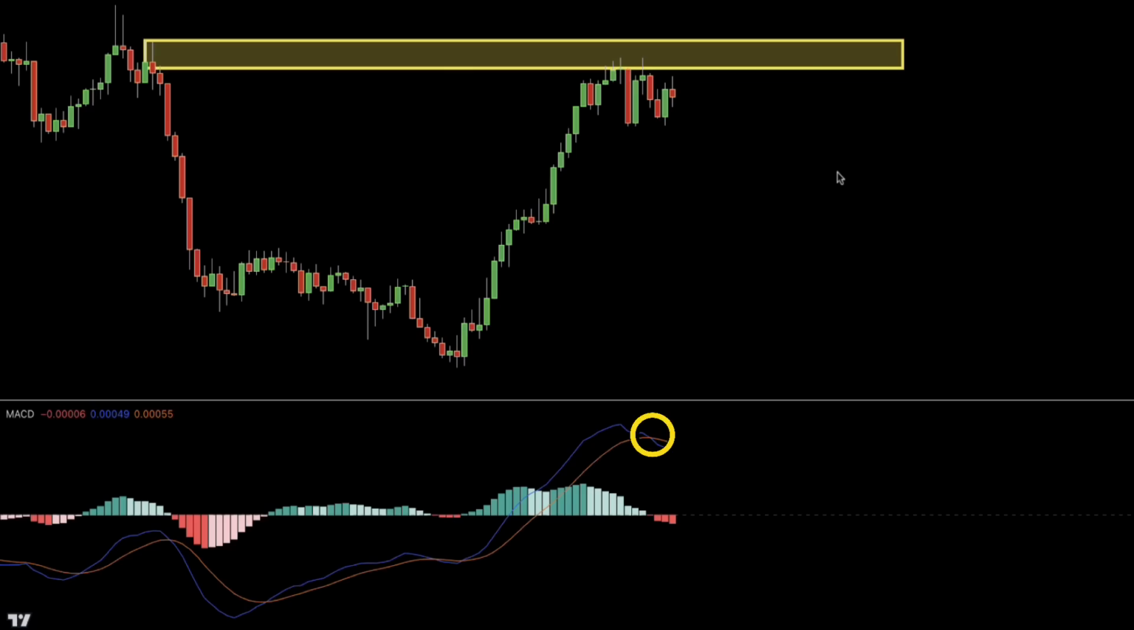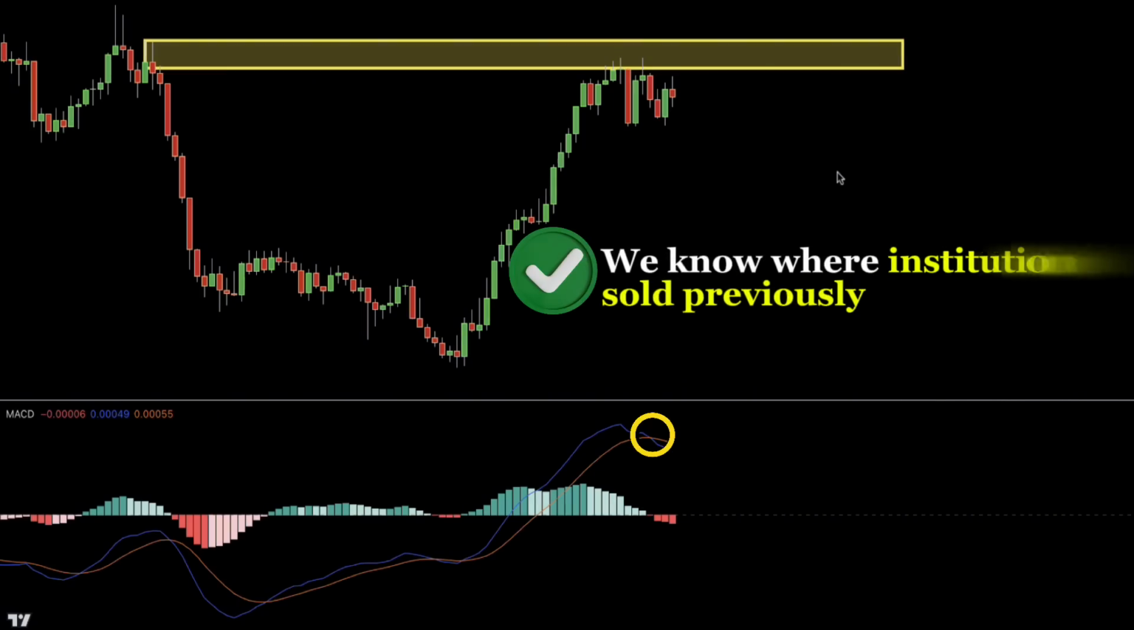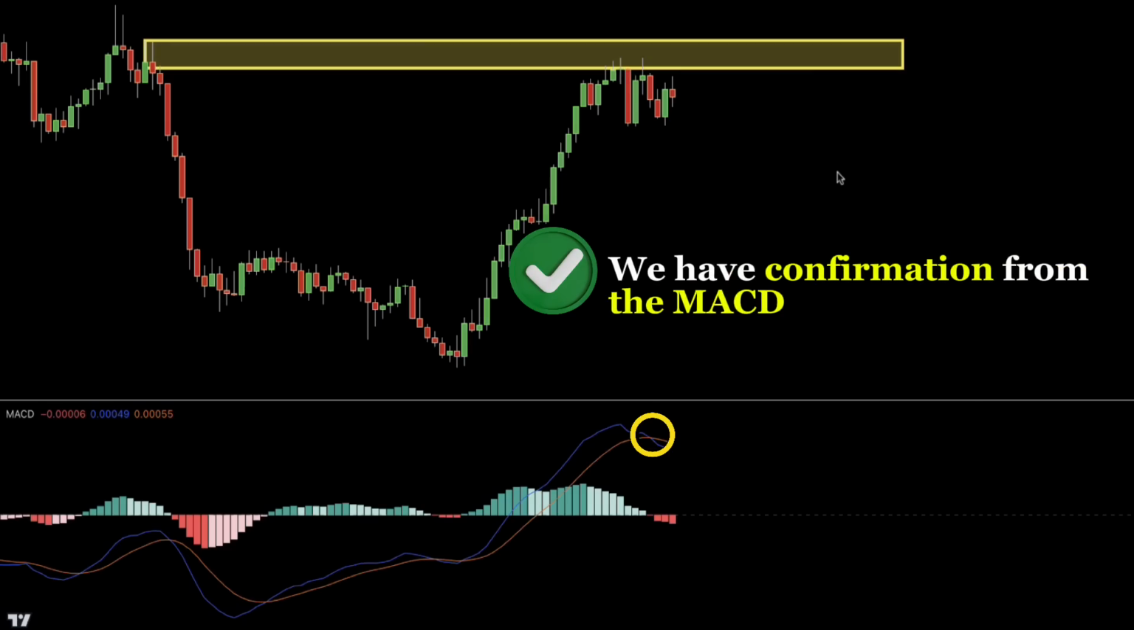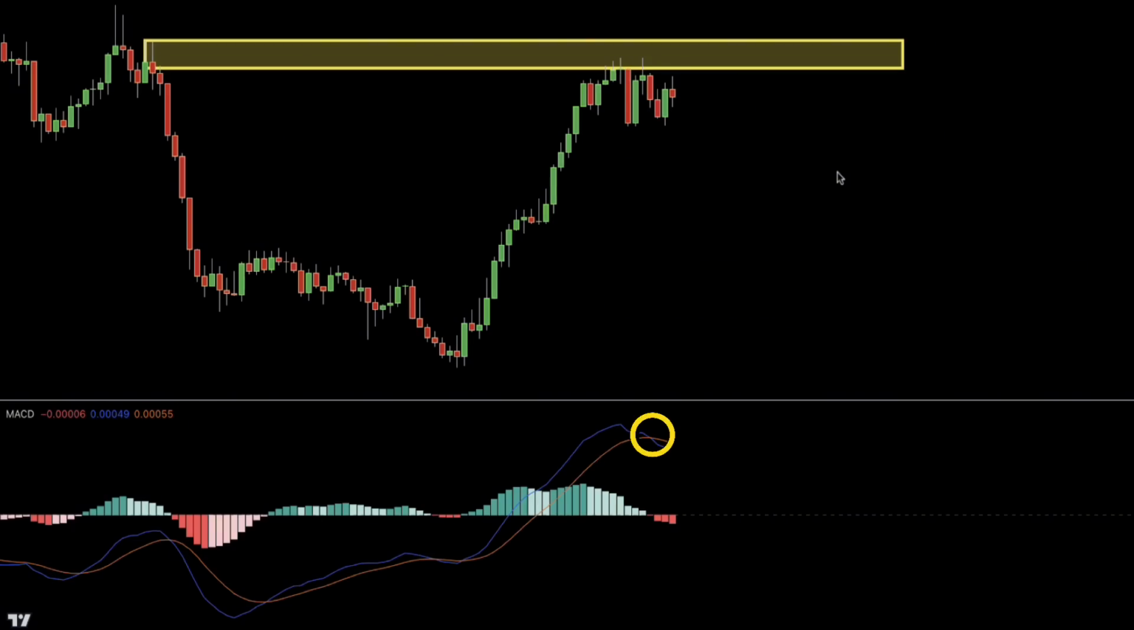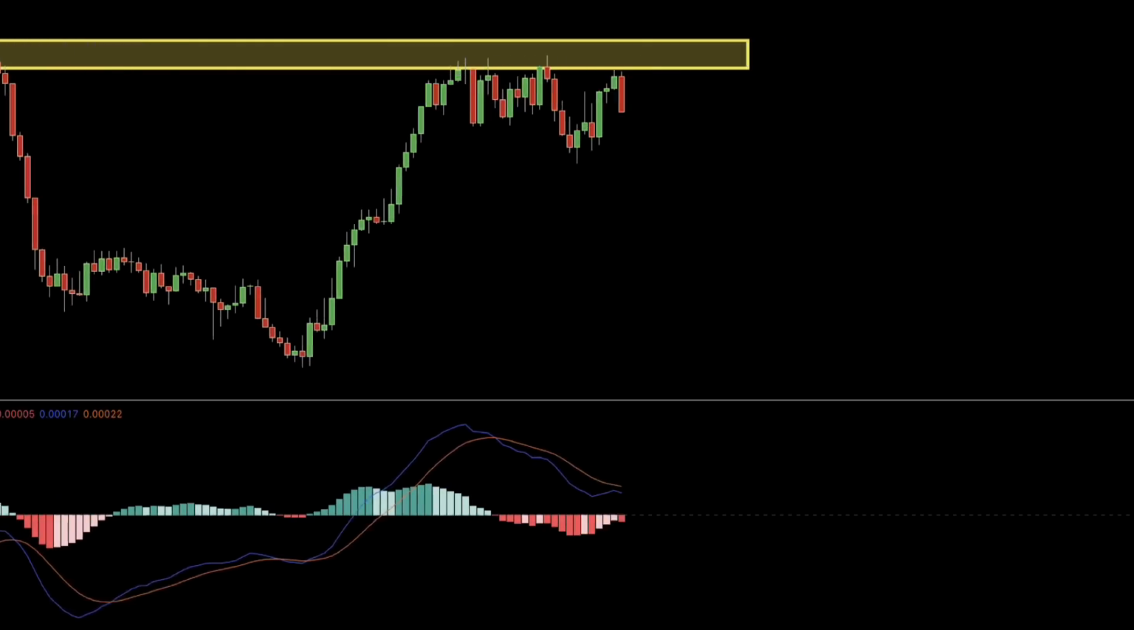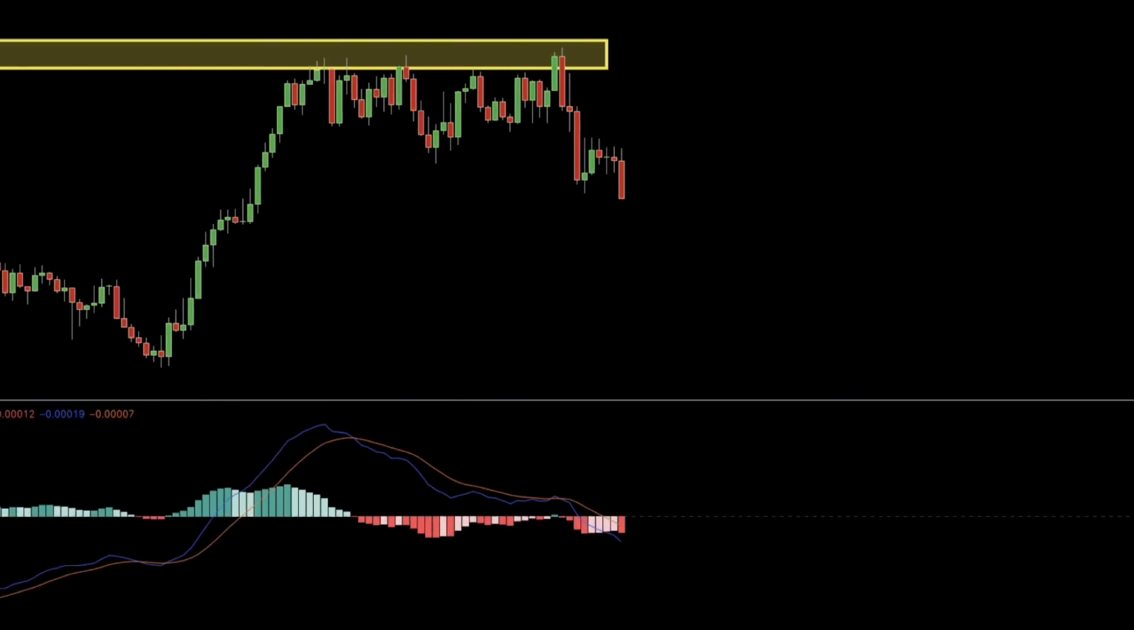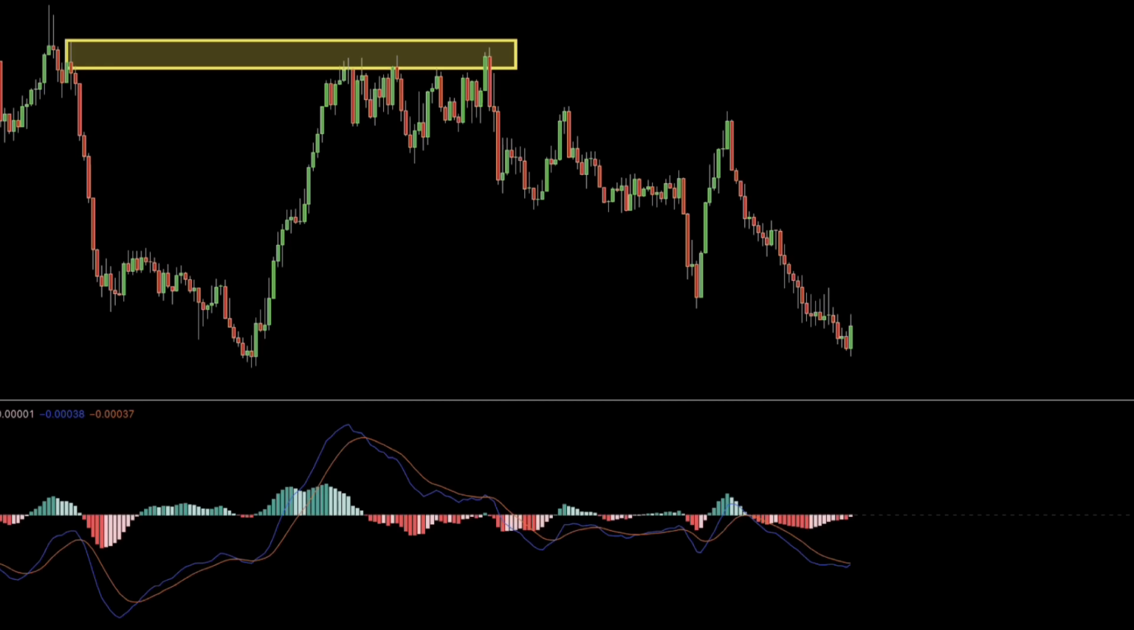Here's why this combination is so effective. We know where institutions sold previously and where their limit orders are likely placed to sell again. We have confirmation from the MACD, as its algorithms signal a bearish crossover at the same price level. What happens next? Look at the chart. The market reacts to the supply zone, respecting institutional orders, and moves downward.